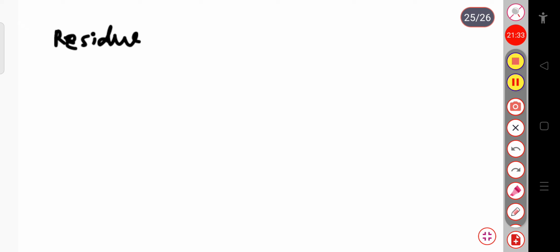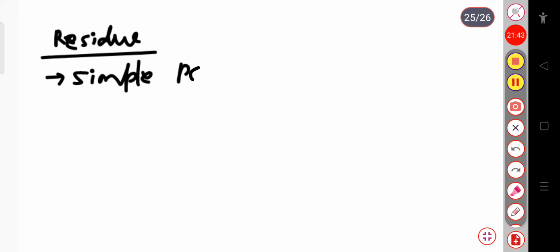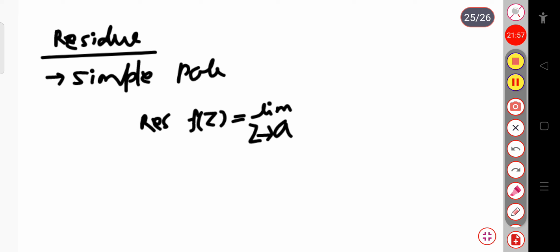So it means that if we calculate the residue, first of all, for the simple pole. A simple pole means a pole of order 1. If we see for the simple pole, we can calculate the residue of f of z as the limit z tends to a of z minus a into f of z. We will solve some questions here.